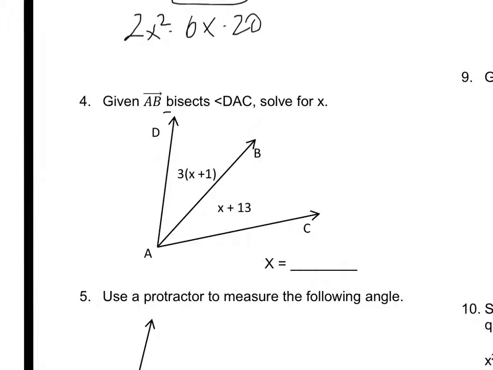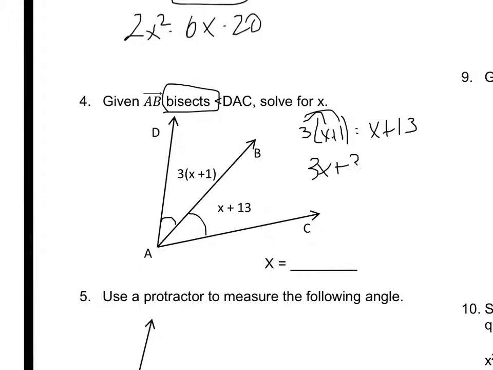Given that AB bisects, that means it cuts into two congruent parts, so that this angle, DAB, is congruent to BAC. So now I can set them equal because they're congruent. So 3 times (x plus 1) equals x plus 13. I have to distribute the 3 to both the x and the 1, so I get 3x plus 3 equals x plus 13. Now I need to move the variables to one side, constants to the other.